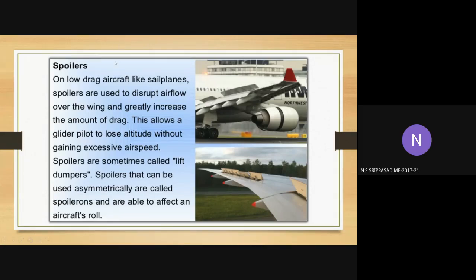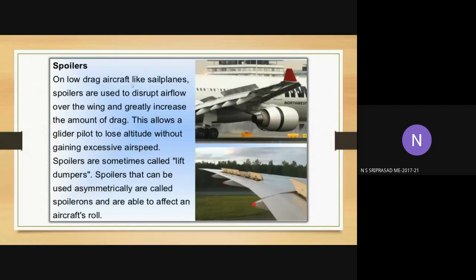Okay. So spoilers are usually meant for low drag aircraft, aircraft which have less drag. Drag is the force that opposes the thrust, so it is the force that pulls your plane backwards. Sailplanes usually have this kind of thing. Sailplanes are planes that usually land on water, if I'm not wrong, Aditya. Yes. So sailplanes are the planes that usually land on water.